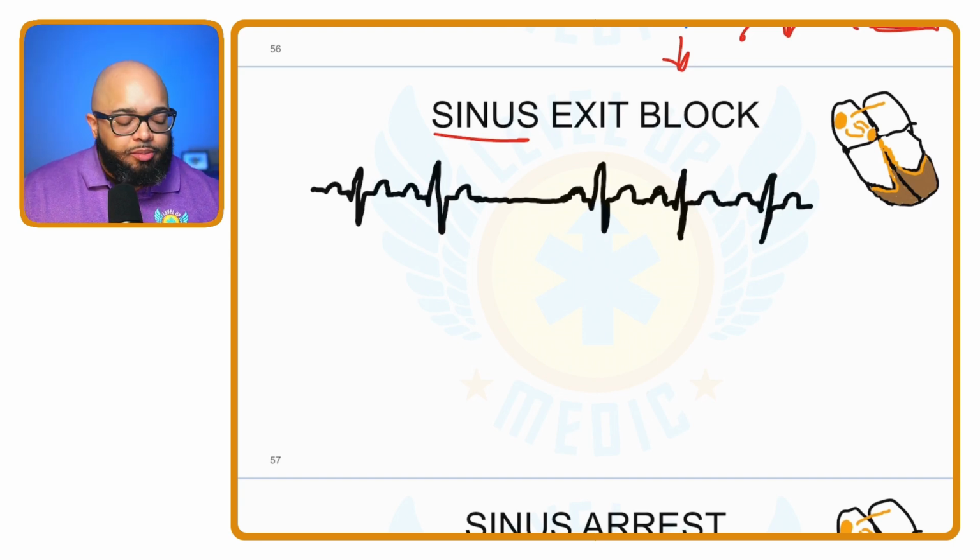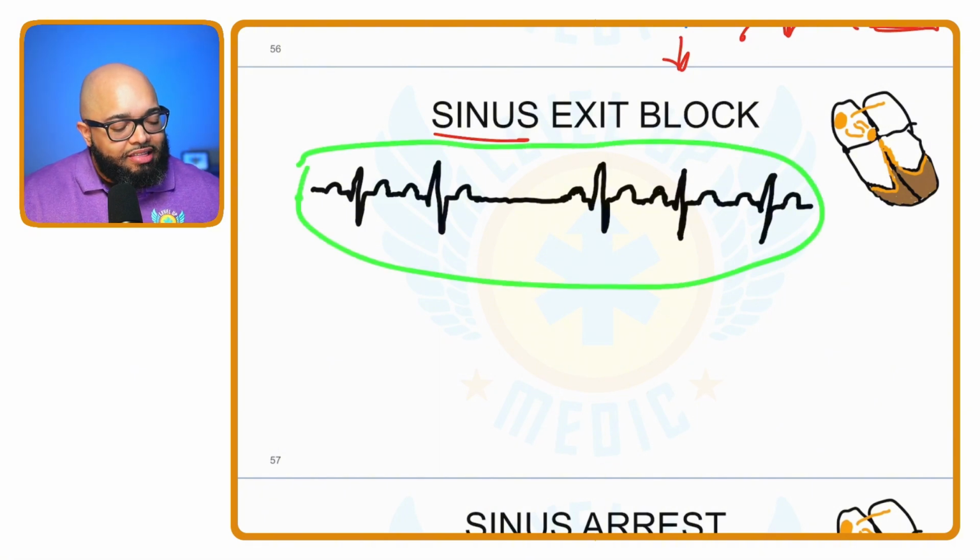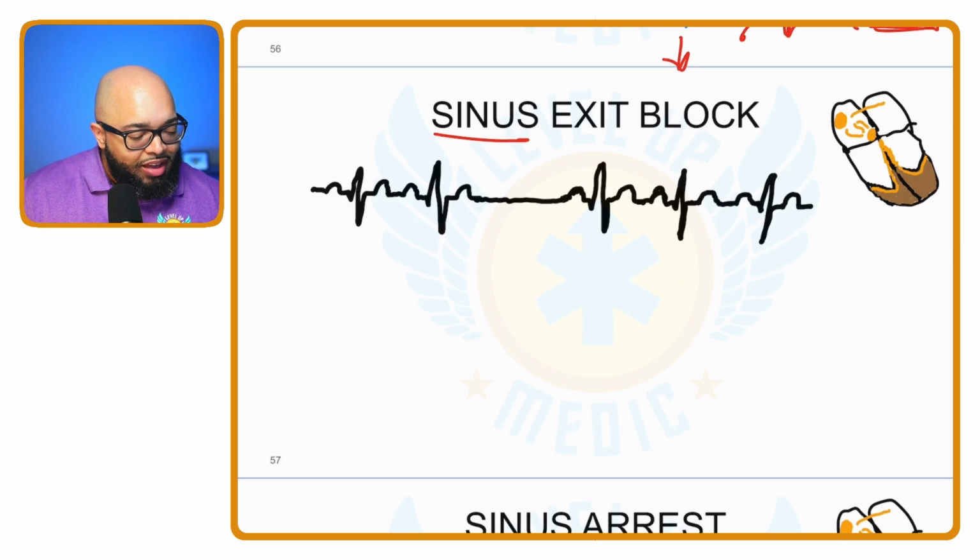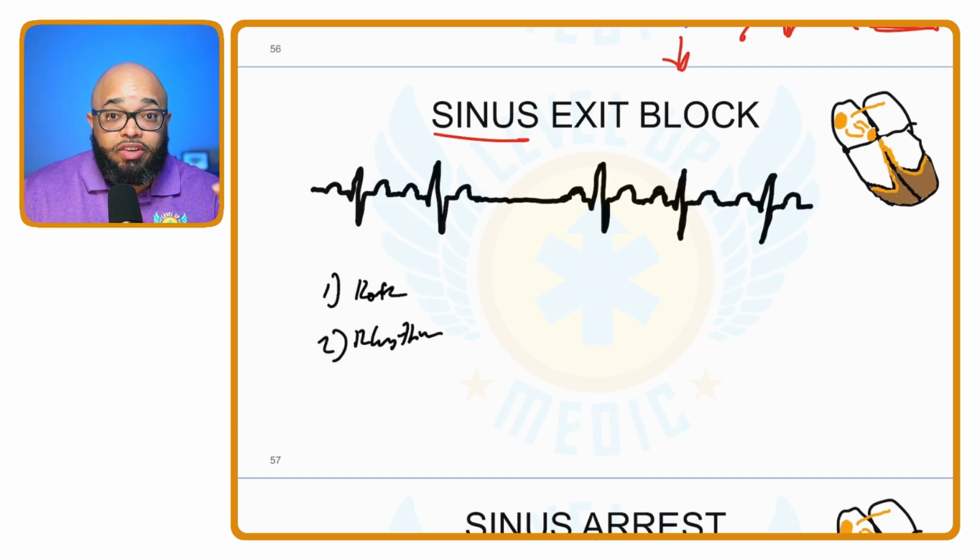In a sinus exit block, the biggest thing I want you to notice here is how we look at this rhythm. First of all, let's just go over the steps. Remember, step number one is we're going to look at the rate. What's step number two? We're going to look at the rhythm overall to see if something just jumps out at us. And we're looking for all the characteristics of normal.